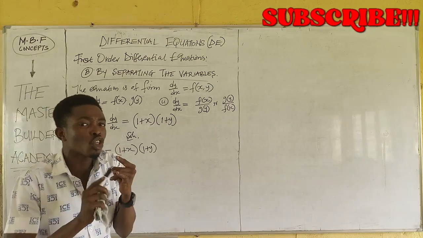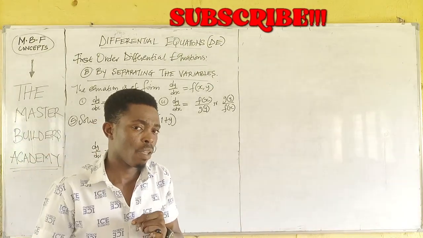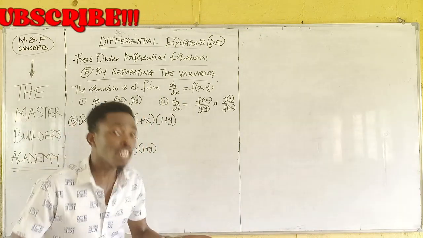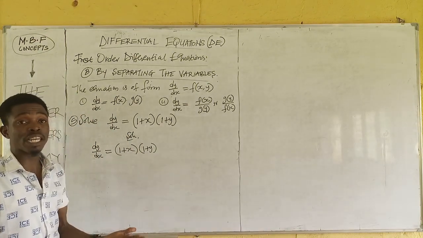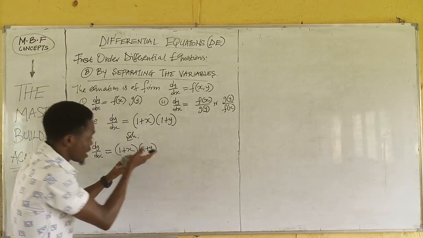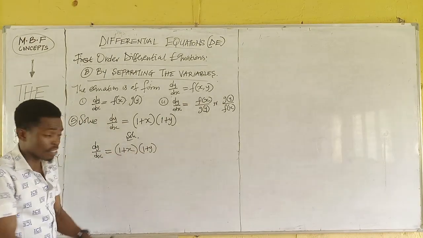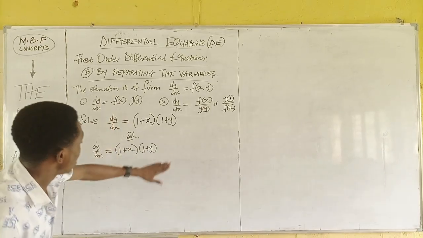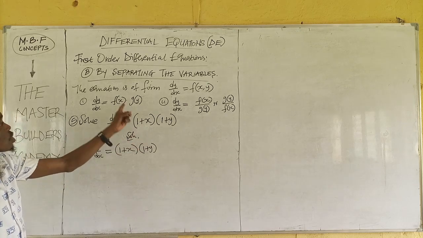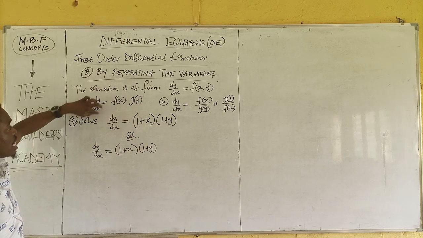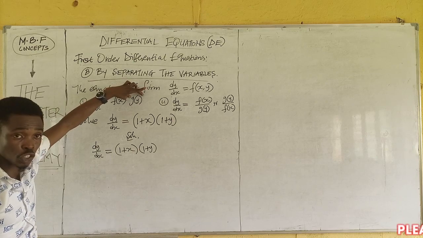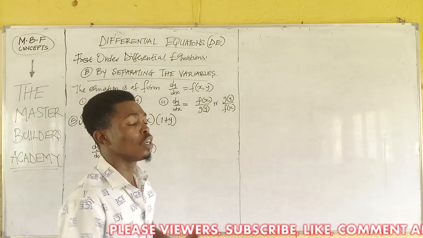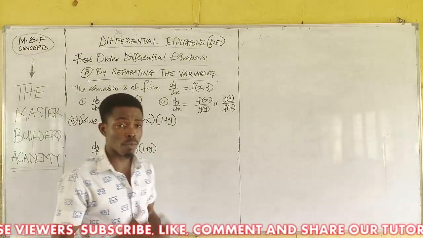What is the relationship between x and y? What's the relationship between the function of x and the function of y? The relationship between them, guys, as we have it here, is multiplication, because this bracket times this bracket is what we have here. So the first bracket is a function of x, the second bracket is a function of y, and we know that bracket means multiplication. That shows that the relationship between x and y here follows this first method, which shows dy over dx equals a function of x times a function of y.